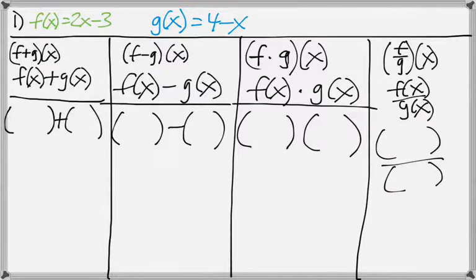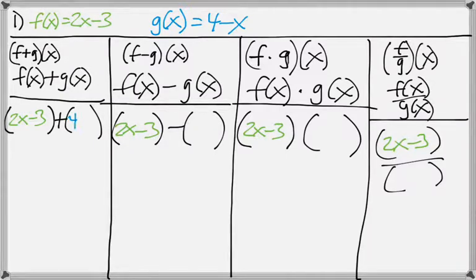task with these. So I want to take the first function and write that as the first function in each of these. And then I'm going to take the second function and write that in each of these. So now I just need to combine like terms and simplify.